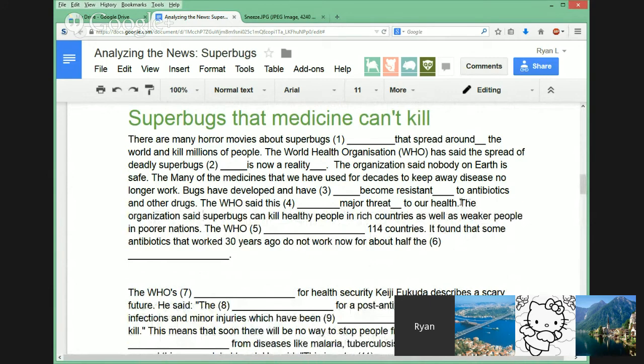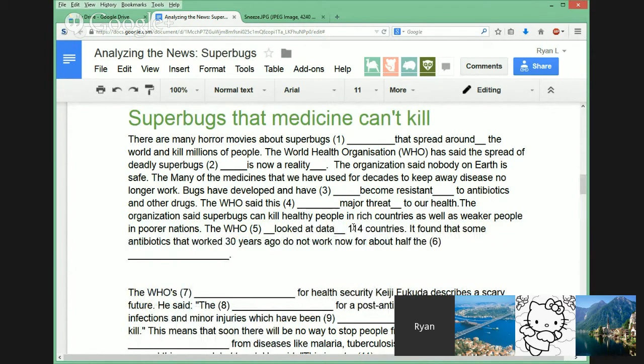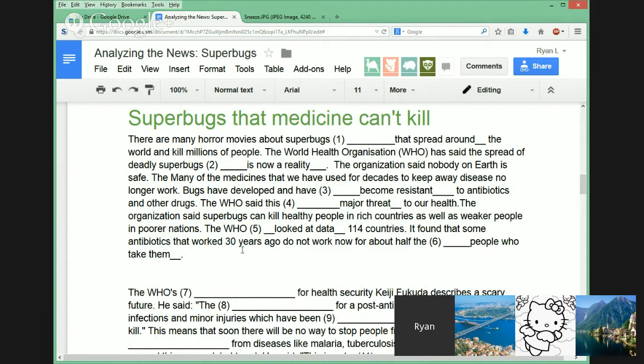So now we're on to Ismail. You can finish off the paragraph for us. The organization said superbugs can kill healthy people in rich countries as well as weaker people in poorer nations. The WHO looked at the data from 114 countries. It found that some antibiotics that worked 30 years ago do not work now for about half of the people who take them. All right. Perfect job. For half of the people who take them. Good work, everybody. Nice listening.